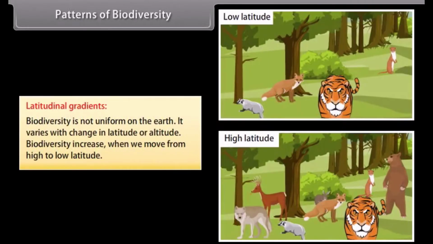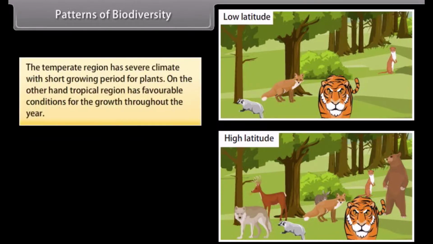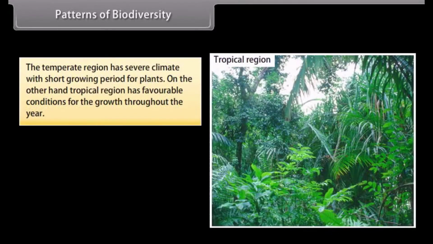Patterns of biodiversity. Latitudinal gradients. Biodiversity is not uniform on the earth. It varies with change in latitude or altitude. Biodiversity increases when we move from high to low latitude. The temperate region has severe climate with short growing period for plants. On the other hand, tropical region has favorable conditions for growth throughout the year.